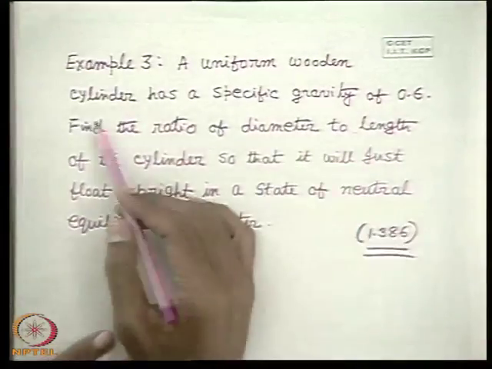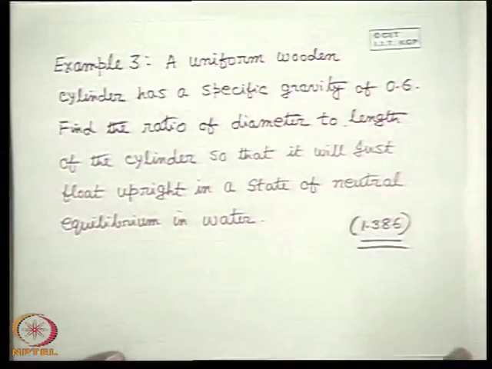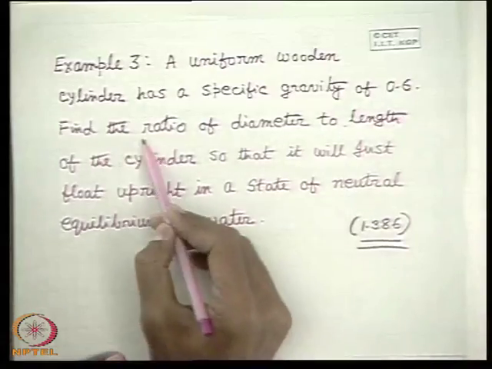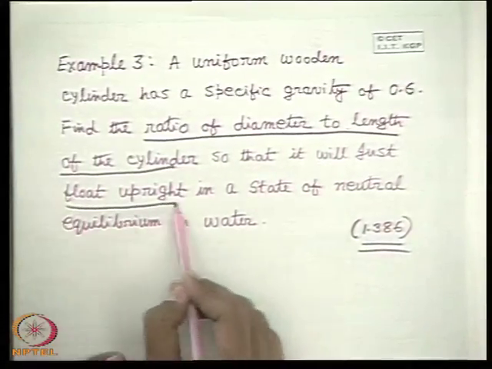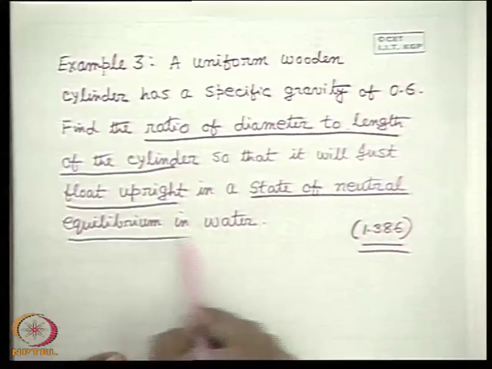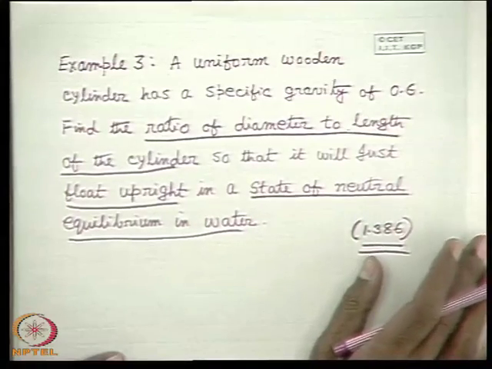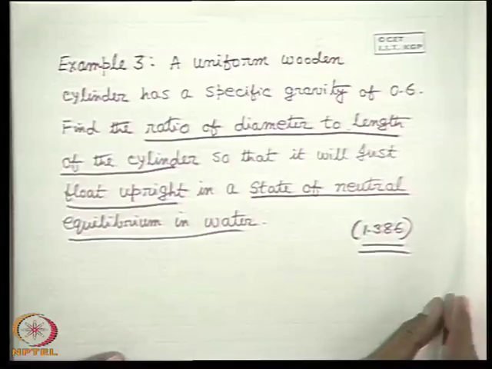Again, a uniform wooden cylinder. Consider a wooden cylinder of specific gravity 0.6. Find the ratio of diameter to length of the cylinder so that it will just float upright in a state of neutral equilibrium. All right, these are the pertinent points.